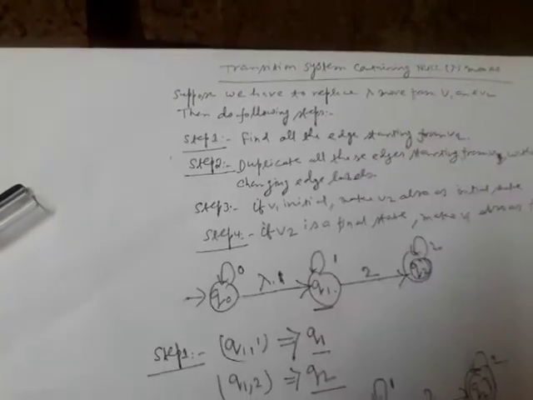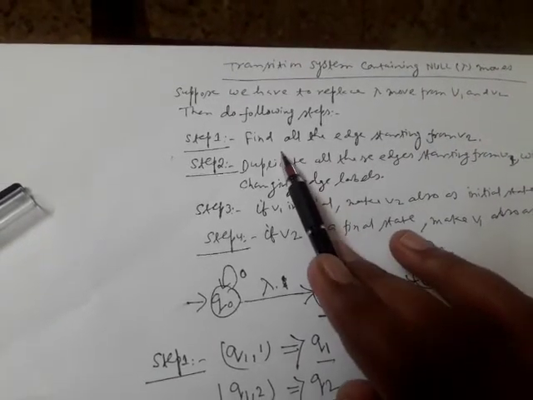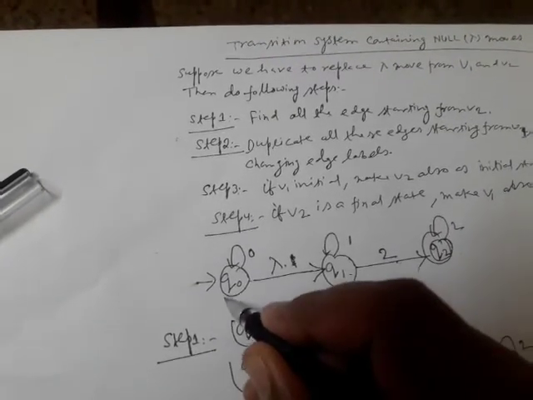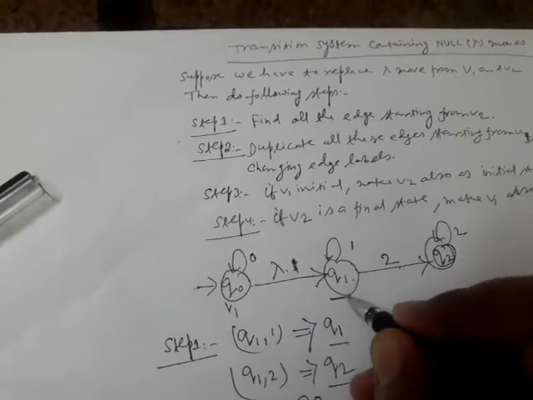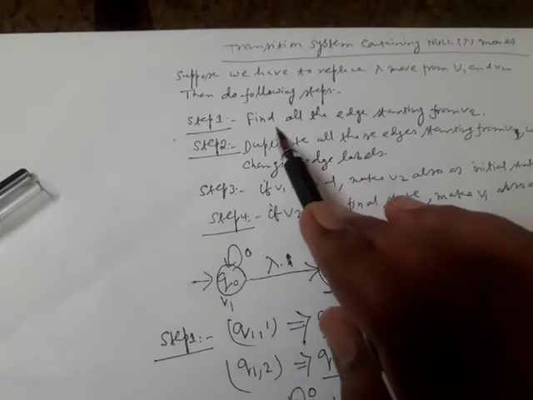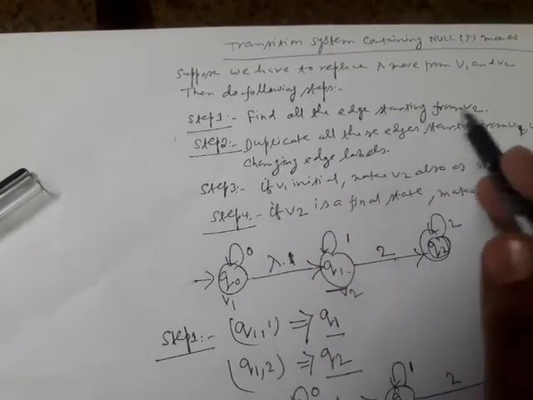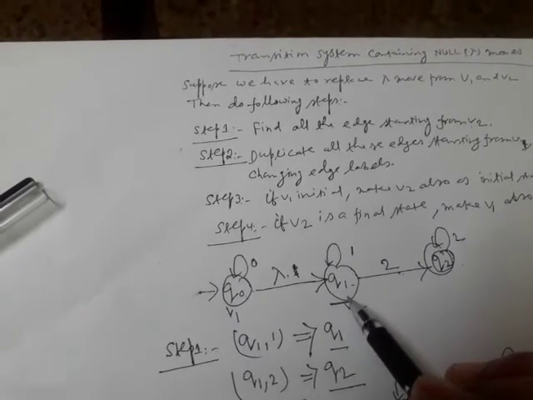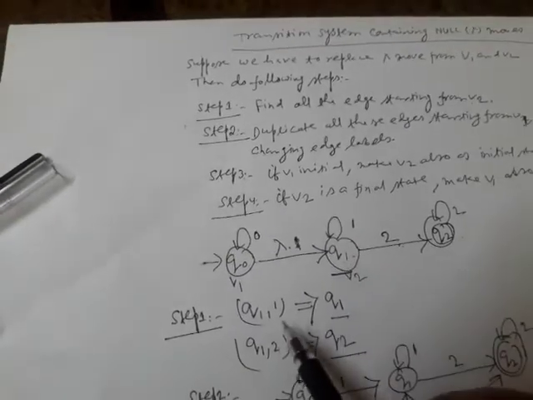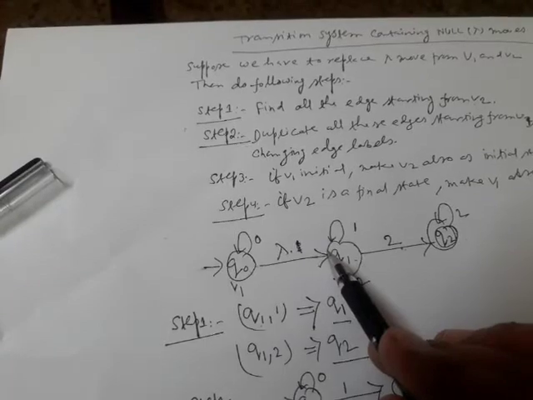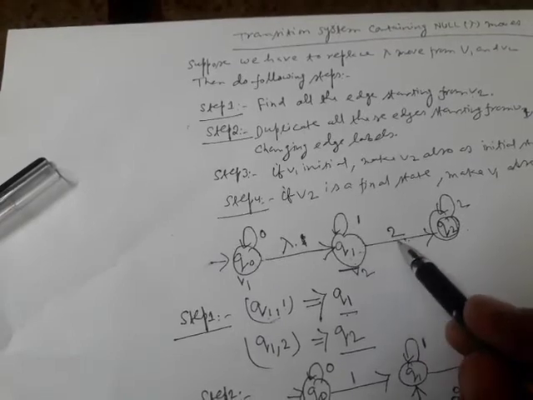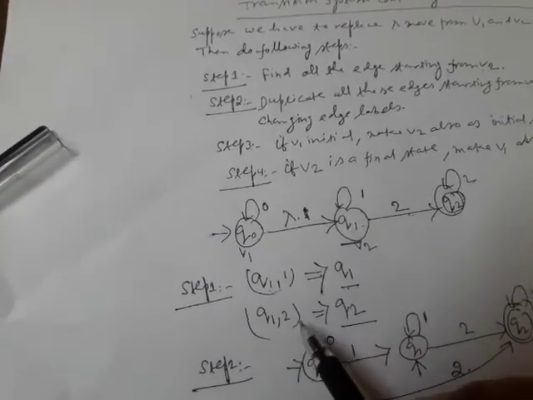What are the steps? The first one says find all the edges starting from v2. Here, v1 is this one because the null move exists between these two only, and this is v2. So v1 and v2 are given there. The first step is to find all the edges starting from v2. So what are the edges starting from v2? One is a self loop, meaning q1 taking 1 goes to the same state, q1. So this is one edge. The second one: from q1 taking 2, we go to q2.